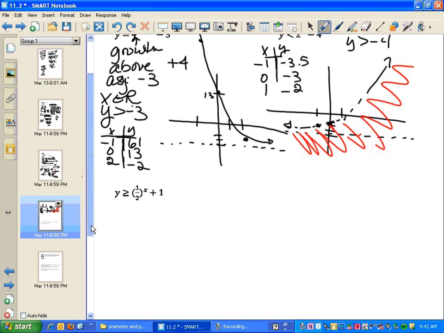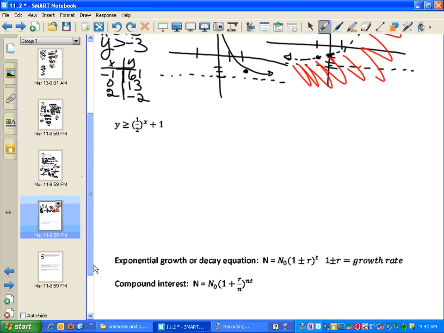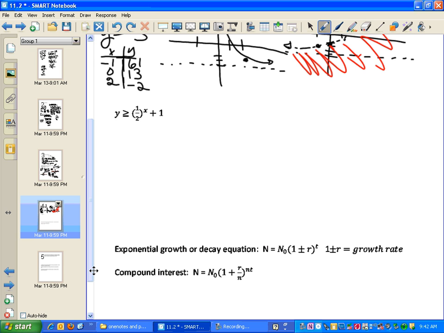Okay. All right, here we go. What is my domain? X is an element of the reals. That's what this one always is. Always, always, and forever. These are always reals for the domain. What's your range? Y is greater than 1.